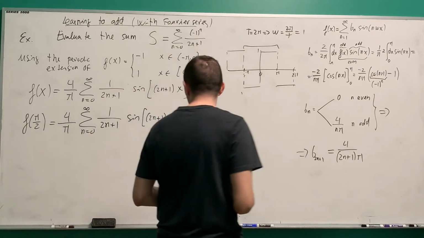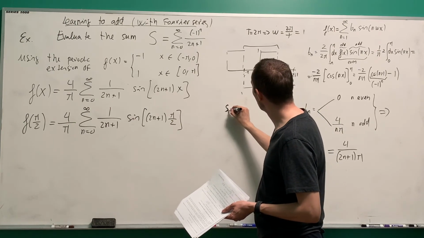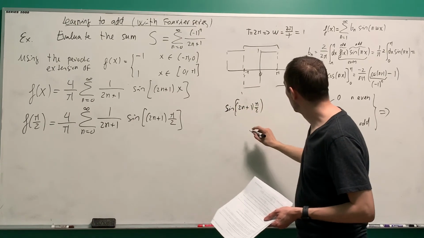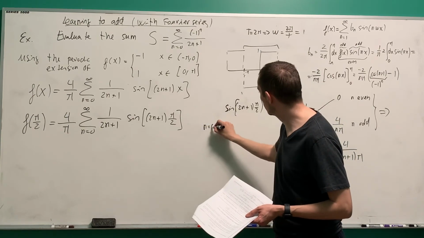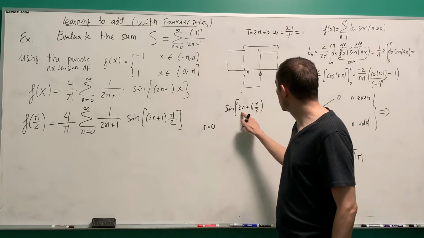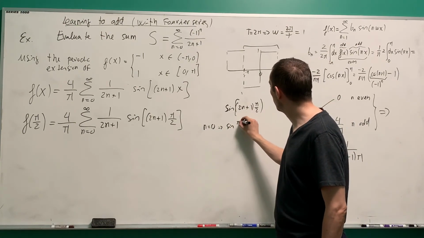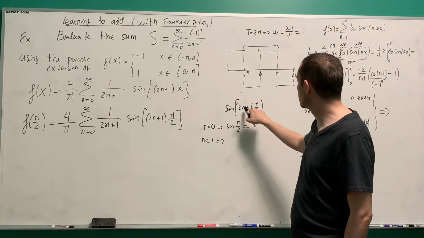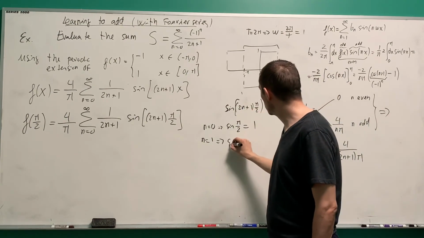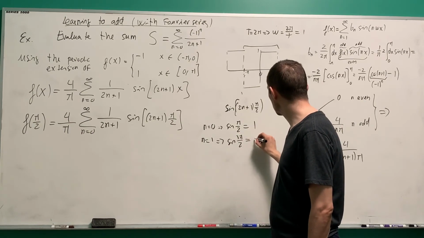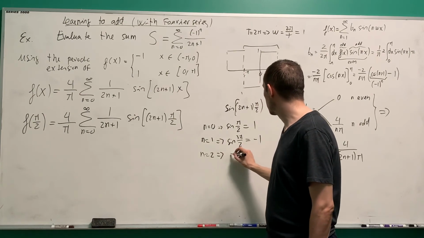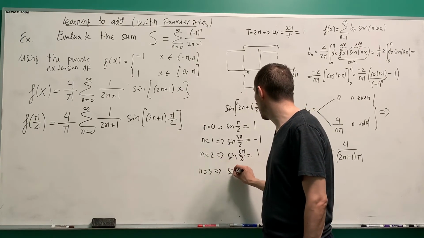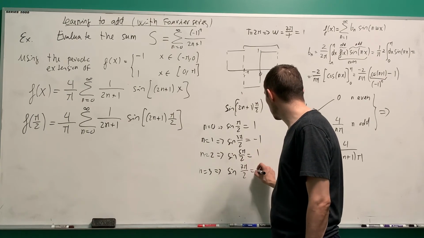All right. Now, let's analyze this term, the sine of (2n plus 1) pi over 2. What is that? When n is equal to 0, this is the sine of pi over 2, and this is 1. When n is equal to 1, it's 2 times 1 plus 1, which is 3, so it's the sine of 3 pi over 2, which is minus 1. When n is equal to 2, it's the sine of 5 pi over 2, which is 1. When n is equal to 3, it's the sine of 7 pi over 2, which is minus 1, and so on and so forth.